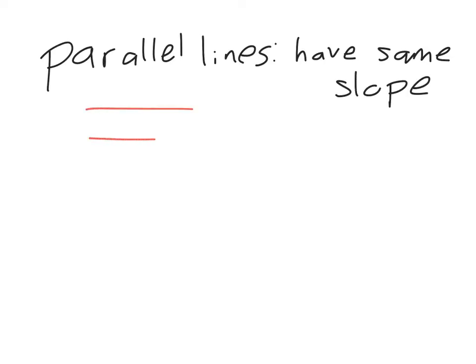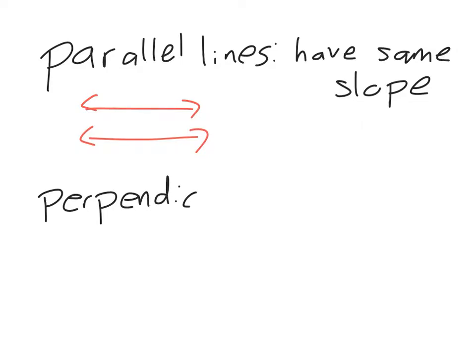And when you graph them, they look like this, never intersecting. Okay, there's another kind of way we classify lines. We can call lines perpendicular. Isn't this the one with the slope that flips up?